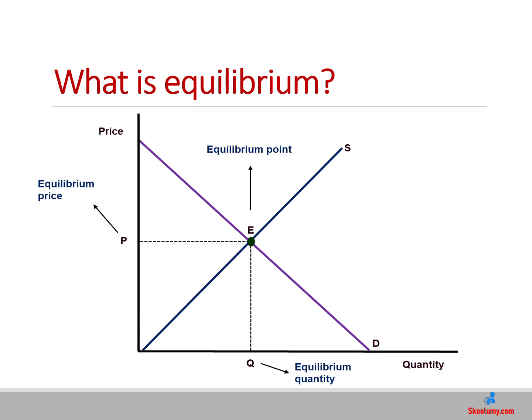The equilibrium point, point E, is the point at which the quantity demanded and the quantity supplied are equal. P is the equilibrium price, that is, the price at which the quantity demanded and the quantity supplied are equal. The equilibrium quantity, Q, is the quantity at which the quantity demanded and the quantity supplied are equal.